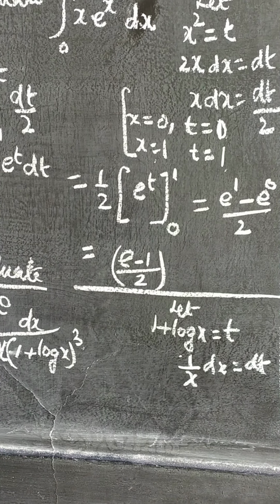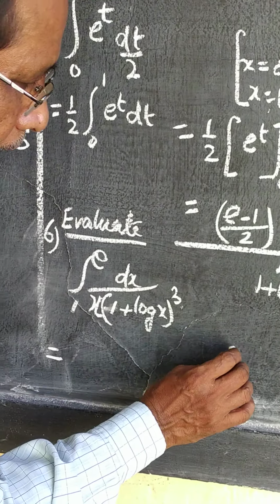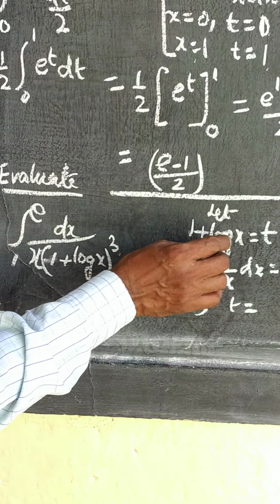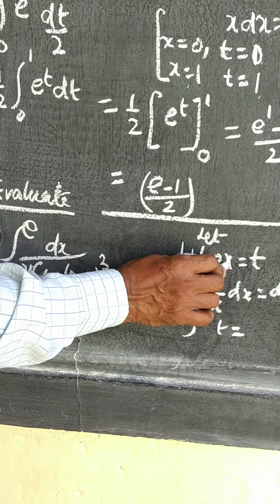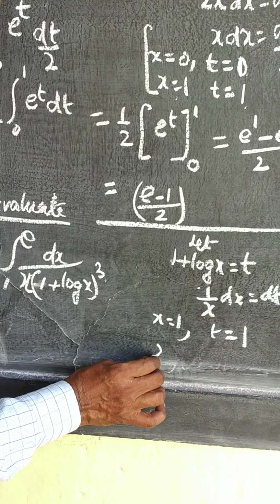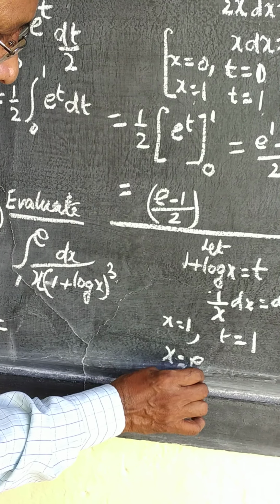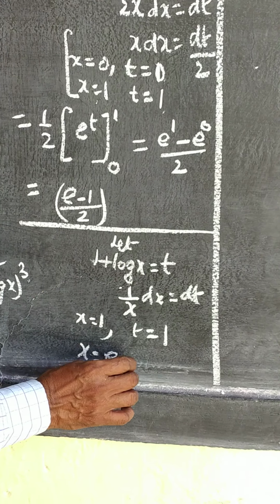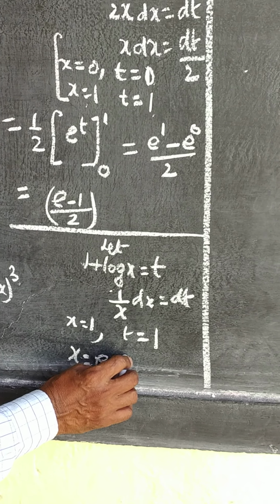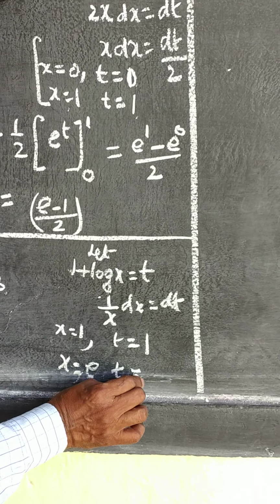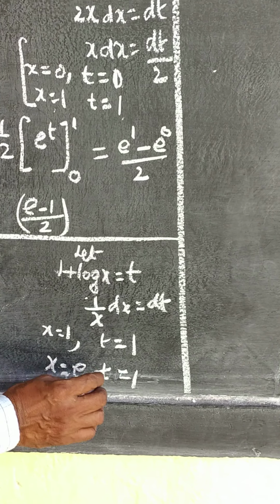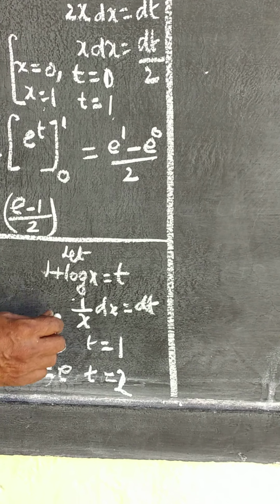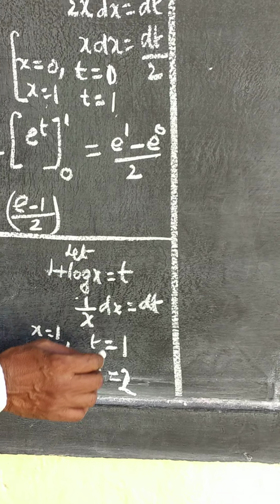The integrand 1 plus log x becomes t, and therefore this can be written as, for x is equal to 1, t is equal to 1 plus log 1, but log 1 is equal to 0, and therefore t is equal to 1 only. For x is equal to e, t is equal to 1 plus log of e, but log e is always 1. Therefore t is equal to 1 plus 1, 2. You get 2 here, because when you substitute e, you get log e, therefore 1 plus log e is equal to 2.